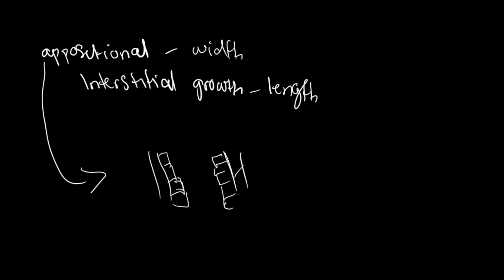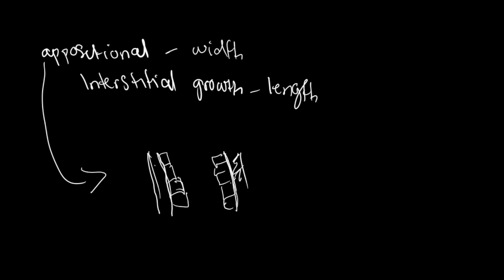The next thing we'll be considering under cartilage is the growth of cartilage. We'll be considering appositional growth as well as interstitial growth. Now, appositional growth is generally associated with growth in width, while interstitial growth is associated with growth in length.